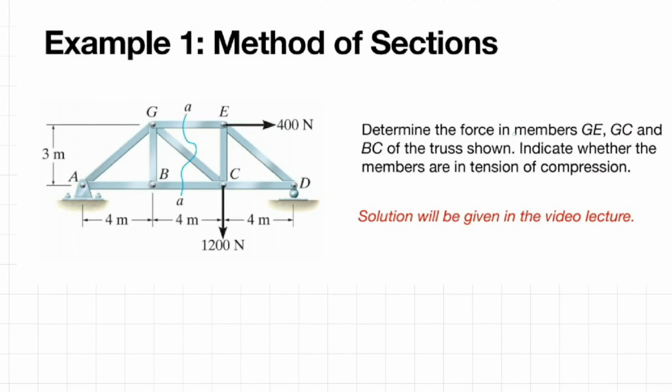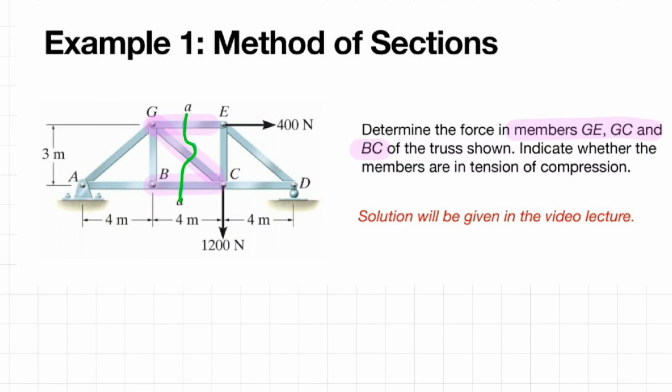Okay, so in this particular example, you are required to find the force in members GE, GC and BC only, which is these highlighted members. So you don't have to use the method of joints to find all the forces in all the truss members. So in order to do that, we can proceed using the method of sections. Using the method of section, we section out or we cut off the members that we are interested in, which is the GE, GC and BC member.